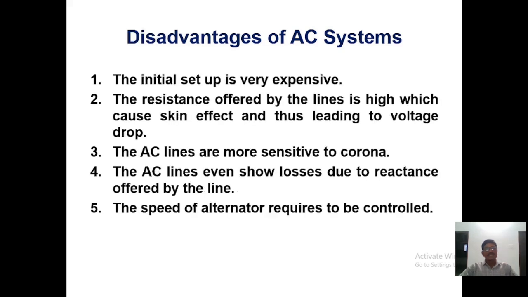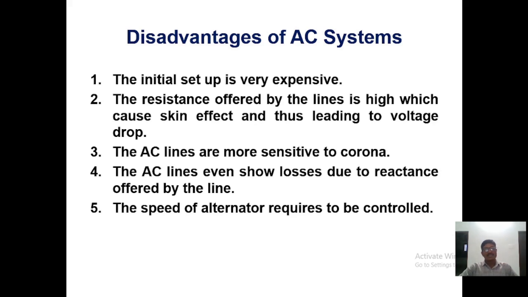What about the limitations of the AC system? The initial setup is very expensive. The resistance offered by the lines is high, which causes skin effect and thus leads to voltage drop. In the case of the DC system, there is no skin effect. Due to the skin effect, it loses power.